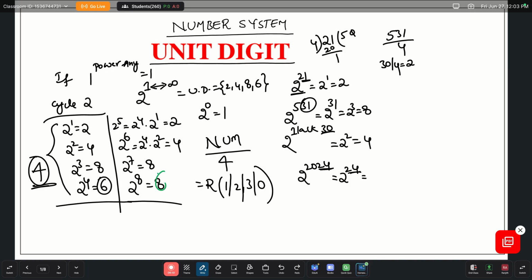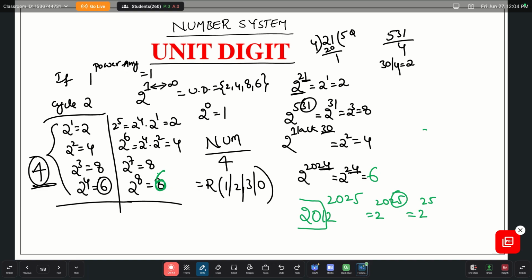Next, 2 power 2024, and again we need to take the last 2 digits. The last 2 digits are 24. 24 is a multiple of 4. 2 power 4 equal to 6, 2 power 8 equal to 6. 2 power 24 is also a multiple of 4, so the unit digit will be 2 power 8 equal to 6. 2 power 4 is also 6, 2 power 24 is also 6.